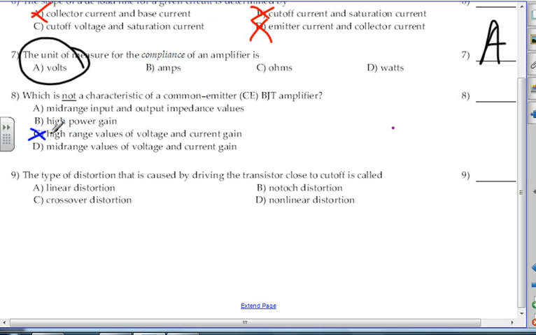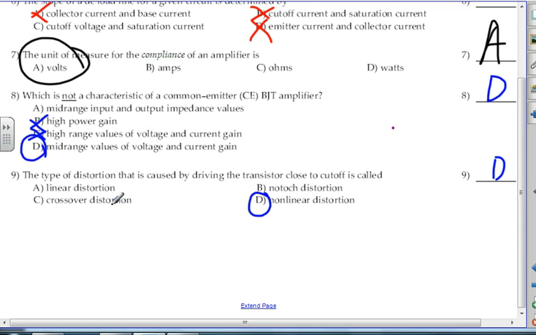And it can't be high power, so that's not it either. So it's either A or D. It's Delta. Yeah, I think it's D. The type of distortion that is caused by driving the transistor close to cutoff. A nonlinear distortion. Yep, nonlinear, correct, D.